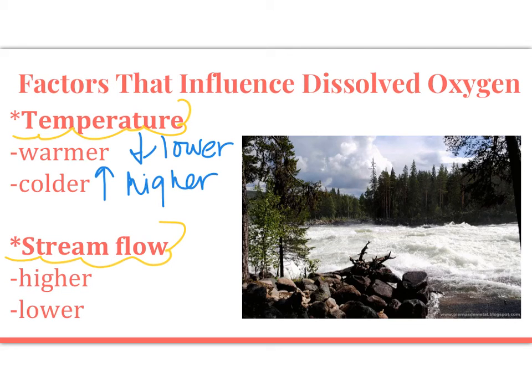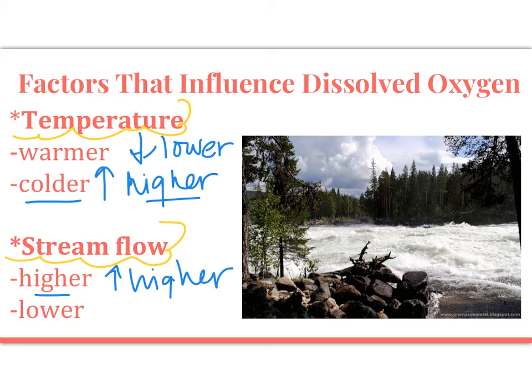So in the example of our brown trout of the Vermilion River, they like the water just a little bit colder because that means there'll be more dissolved oxygen. For stream flow, the higher the stream flow, the better the dissolved oxygen is.